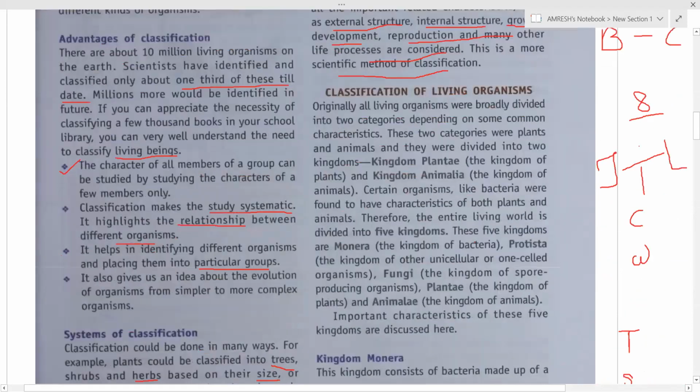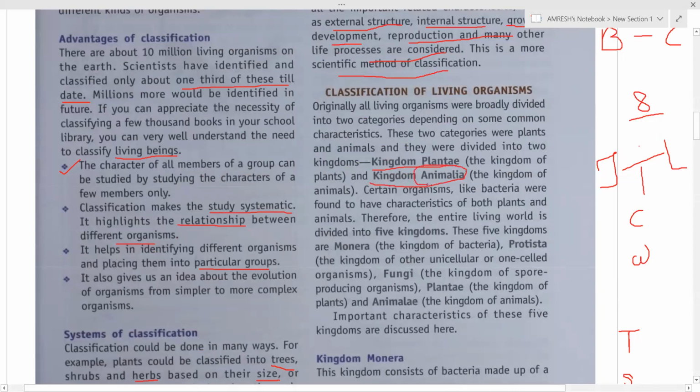Classification of living organisms. Originally, all living organisms were broadly divided into two categories, depending on some common characteristics. These categories were plants and animals. Before many organisms were discovered, before new techniques were invented for knowing organisms, we were dividing organisms into two categories. One is plants, kingdom Plantae, and one is kingdom Animalia.